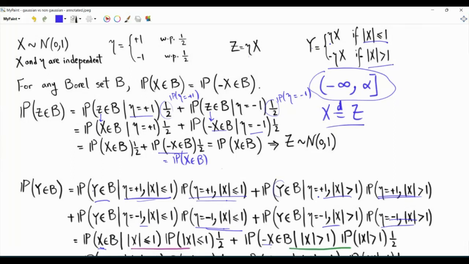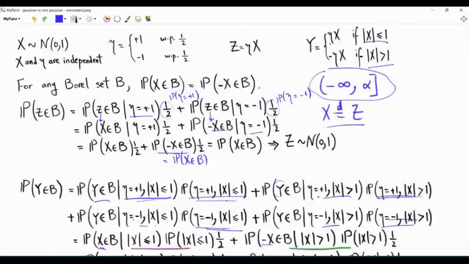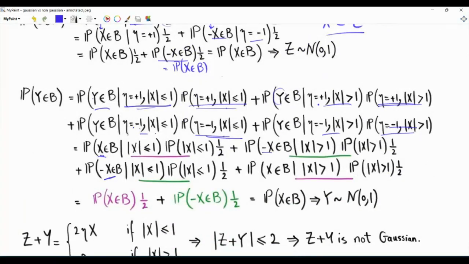So the y here will be replaced by -x. Here, eta is -1, and the absolute value of x is less than or equal to 1. This means that y is equal to eta x, so y is equal to -x. Finally, if eta is equal to -1 and the magnitude of x is greater than 1, then y is -1 times x, y is equal to x. And we can remove the dependence on eta because x and eta are independent.